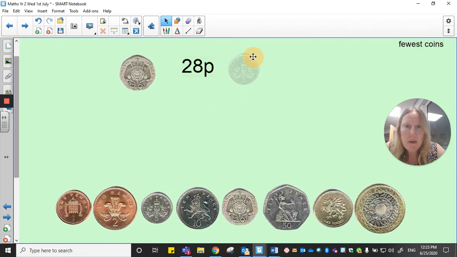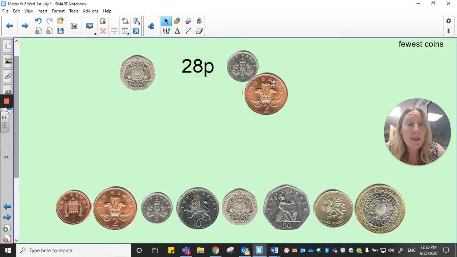We need a 5p and a 2p and a 1p. Done. Oops, didn't grab one. There we go. 5 plus 2, 7 plus 1 more, 8, 28 pence. Give yourselves a tick or write it down if you didn't get it quite right.